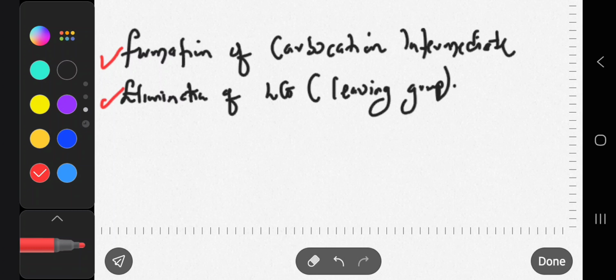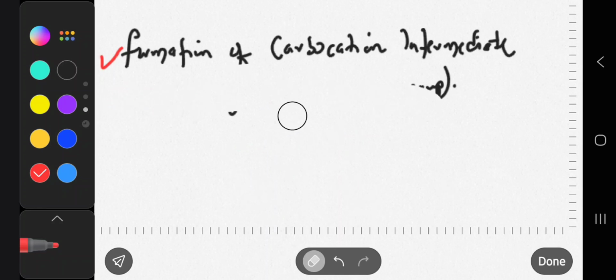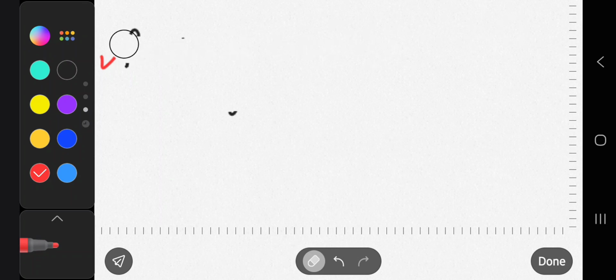Okay, formation of a carbocation. A carbocation compound contains something like this: carbon with a positive charge, then you have the substituents all around it. So that's what a carbocation is. So now I'm going to illustrate this with an example from the question I've been sent.